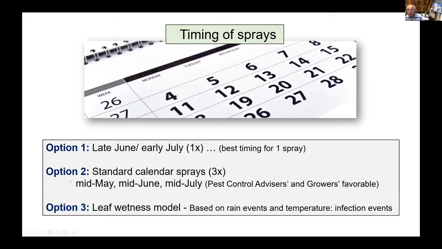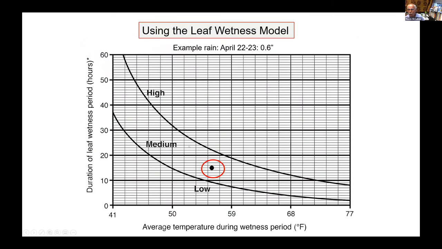The second option is the calendar sprays: mid-May, mid-June, mid-July. And this is something that pest control advisors prefer, and also the growers. The third option is the use of the leaf wetness model, which is based mainly on rain events and temperature that lead to infection events by the fungus.